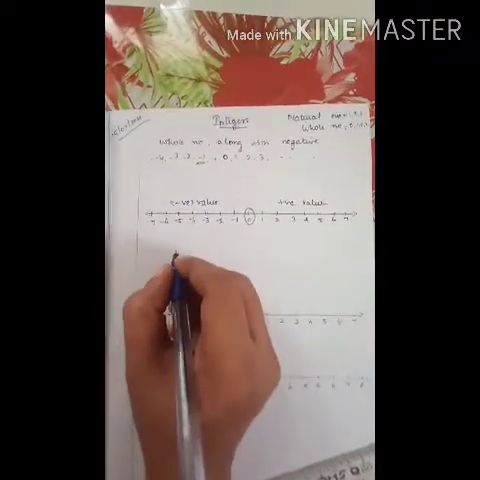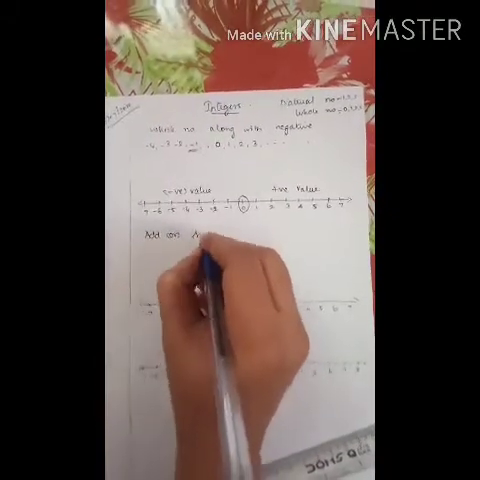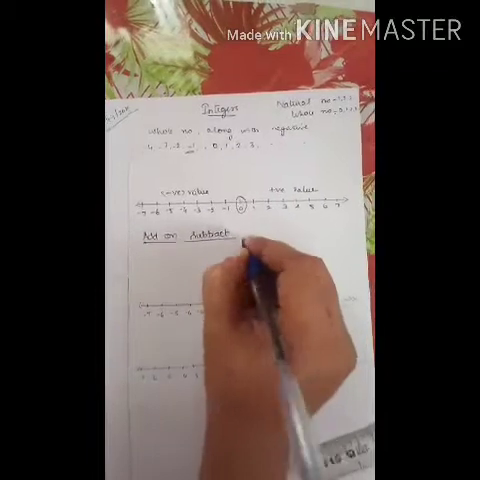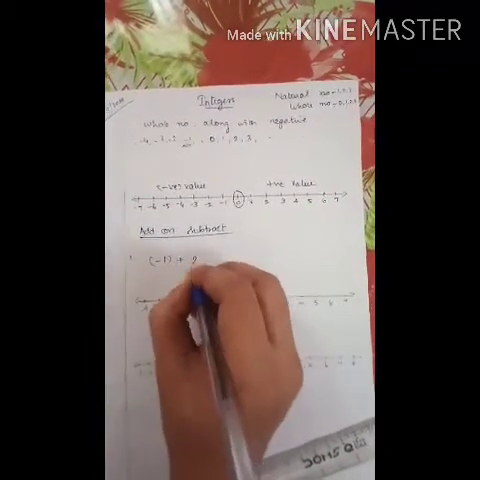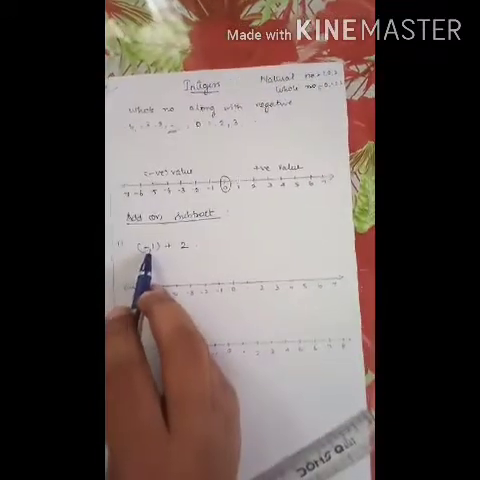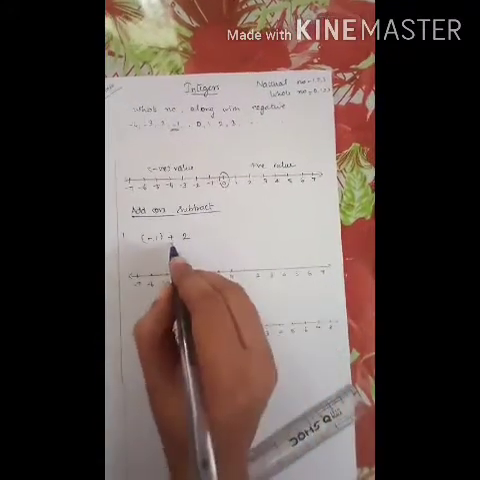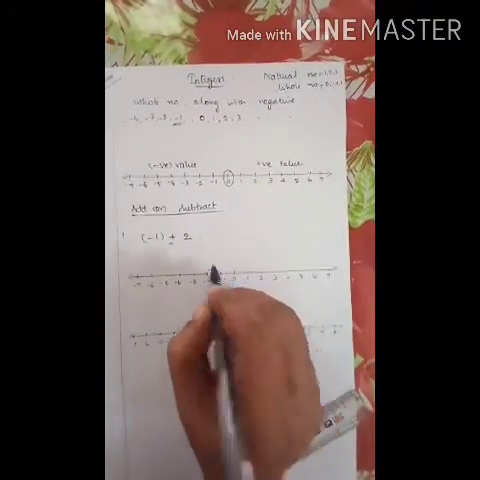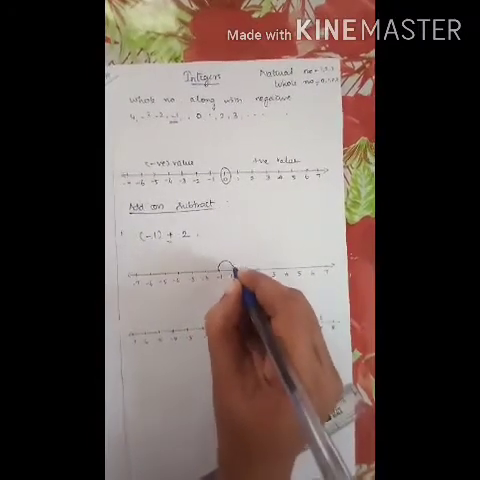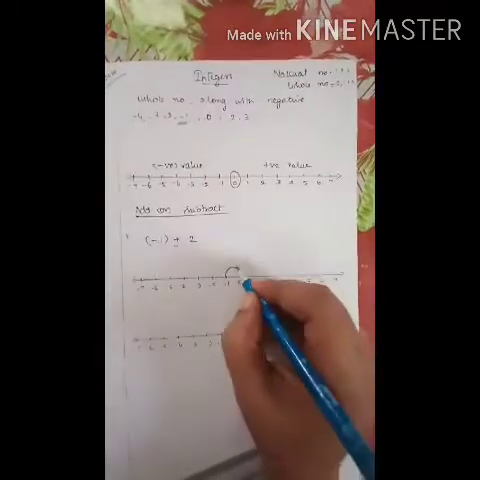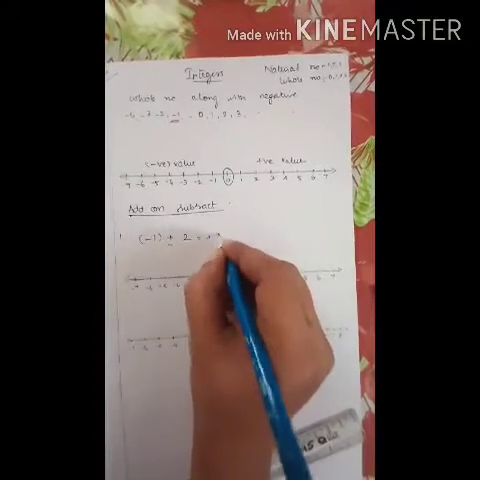Next, how to add or subtract on the number line. The first example is -1 plus 2. The first number is -1. We should start from -1, and since it is +2, plus means we should move to the right side. So 2 means you jump 2 steps towards the right: 1, 2. So the answer is +1.